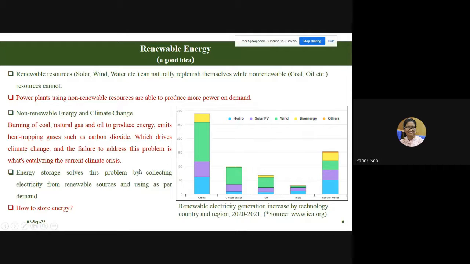Now, if renewable sources are not feasible enough to replace non-renewable sources, and we totally want to replace non-renewable sources with renewable sources of energy, then we should have that capacity. We should have the capacity to generate as much power as the demand of day-to-day life. Now, how to accomplish that? We can store energy. Renewable energy is a good idea; storing energy is a better idea. So we'll move on to storage of energy.